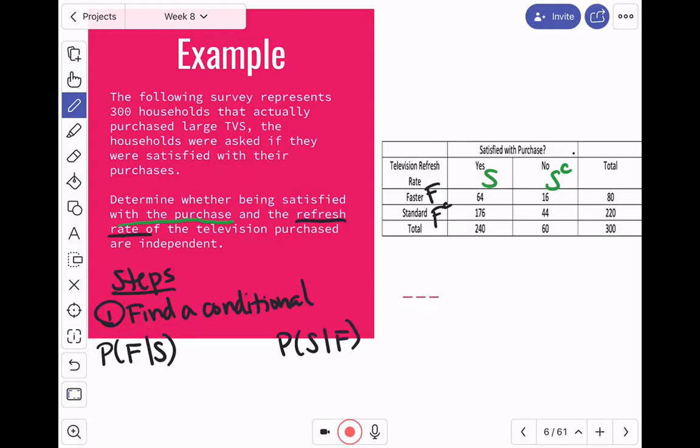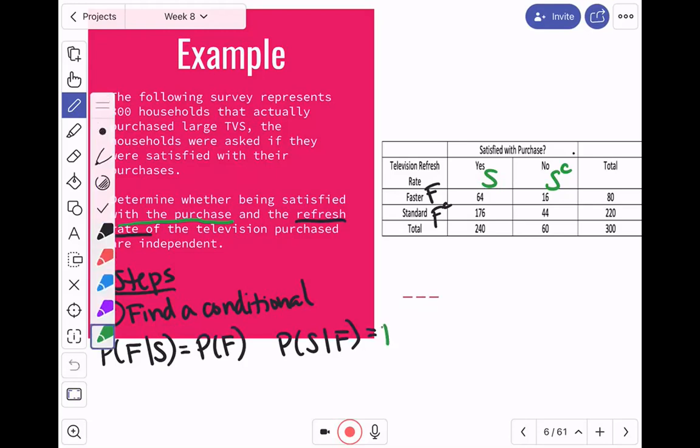And what do I mean by that? If you are finding F given S, in order for the two events to be independent, this has to be equal to the probability of the first event, F. If you are finding S given F, this has to be equal to the probability of the first event, S.